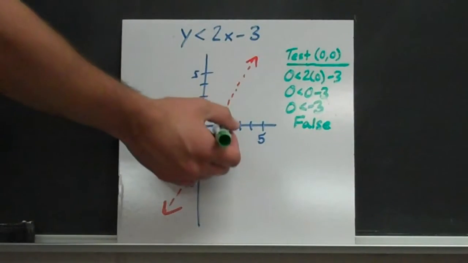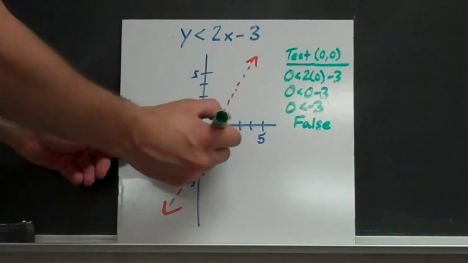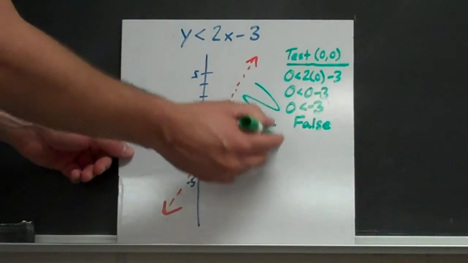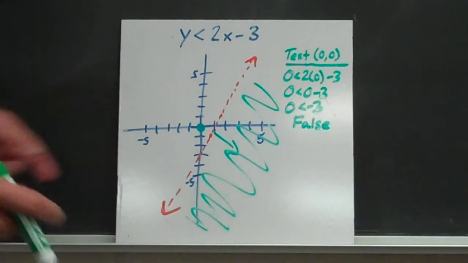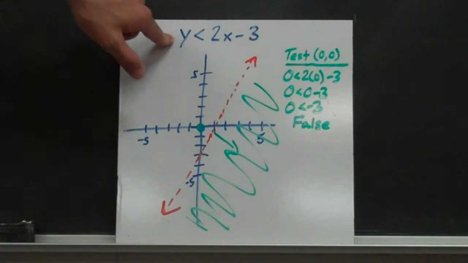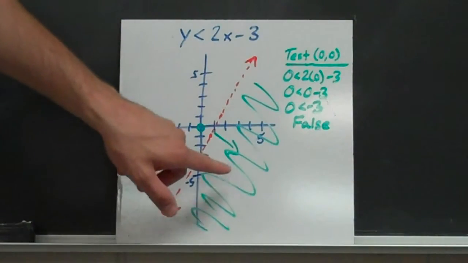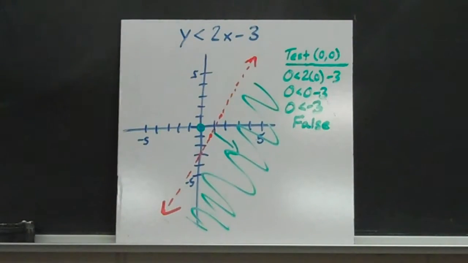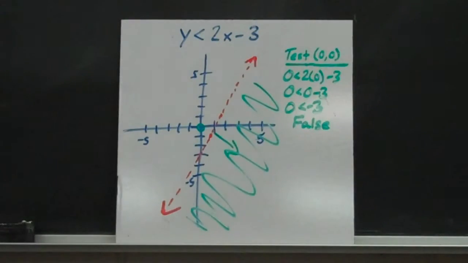So we do not want to shade towards 0. We want to shade away from 0. So we want to shade down here. That shaded region represents all of the possible answers to this inequality. Any point in this shaded region, if we plugged it into this inequality, it would work. It would make that inequality true.